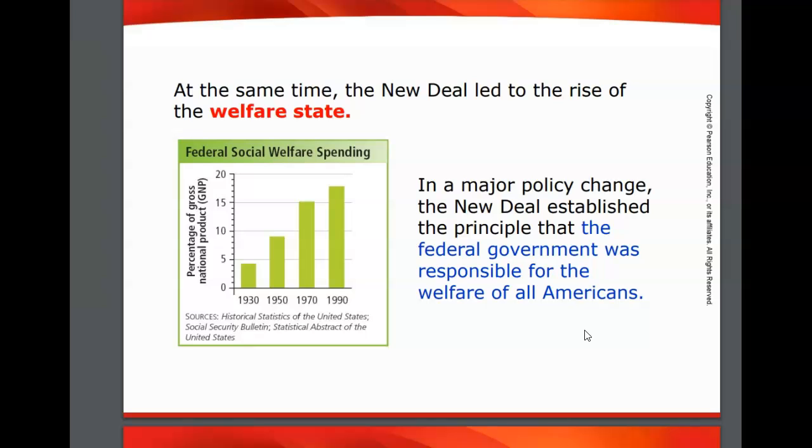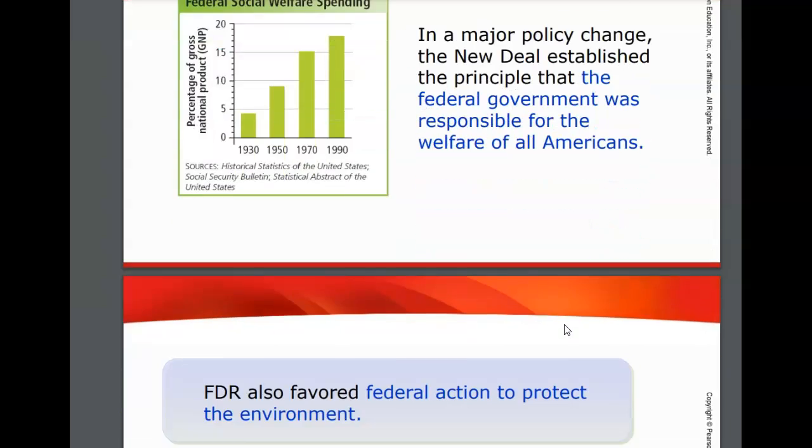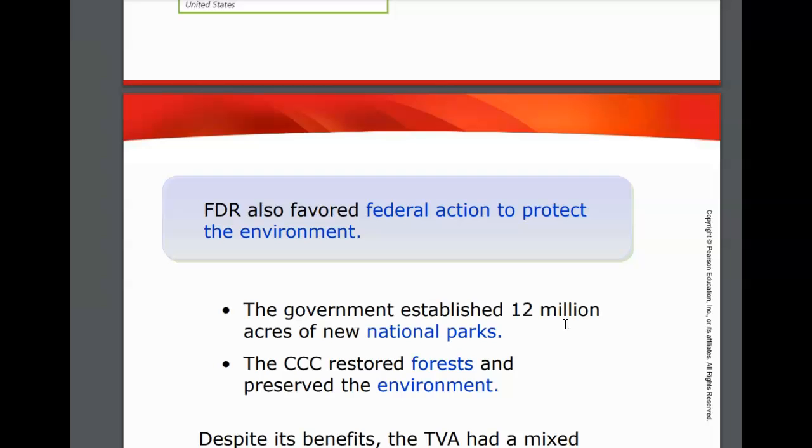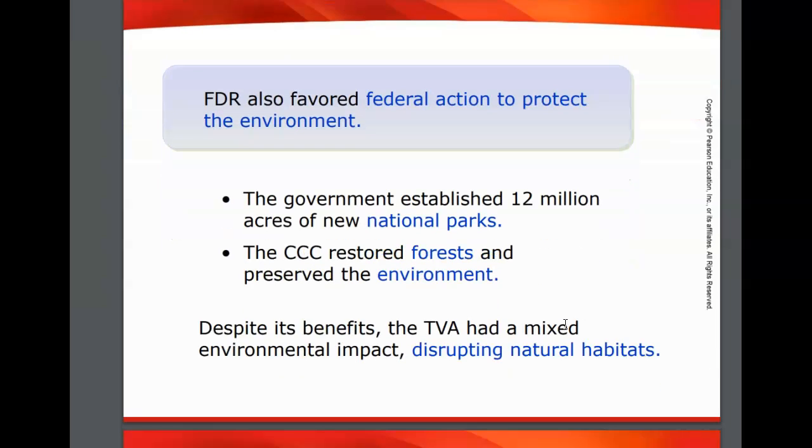So another way of looking at the welfare state is that the New Deal led to a rise of a social safety net. That's what we're saying here. The New Deal established the principle that the federal government was responsible for the welfare of all Americans. And in the latter half of the 20th century, the reach of these government programs would only become greater and greater. Now, some would be eliminated, but the size and scope of these programs would become much greater as we turn into the latter half of the 20th century.